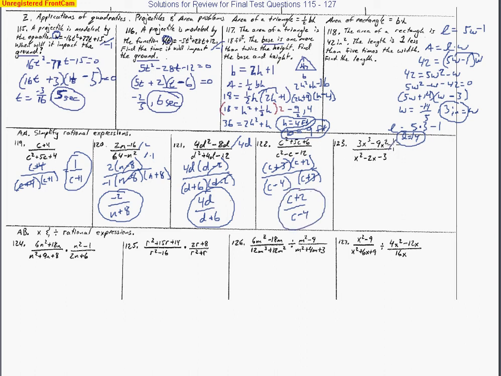Down below, it's a common factor of 3x squared. That's what you're going to take on the outside of the parenthesis and then do the division, and what's left over is just an x minus 3.